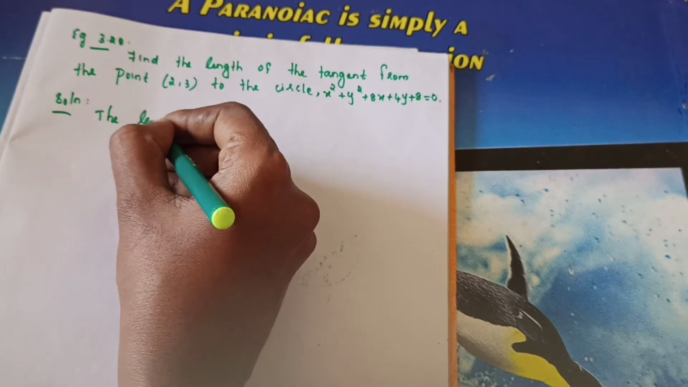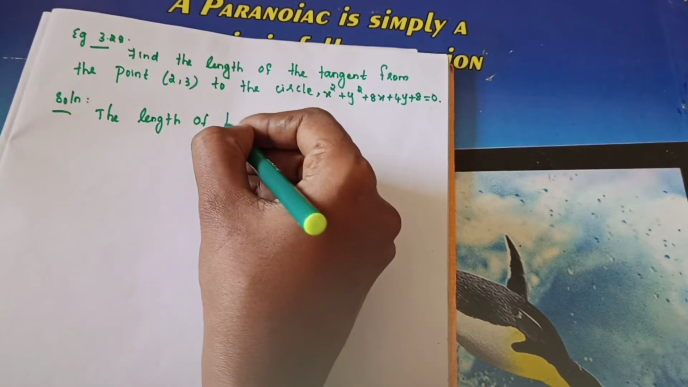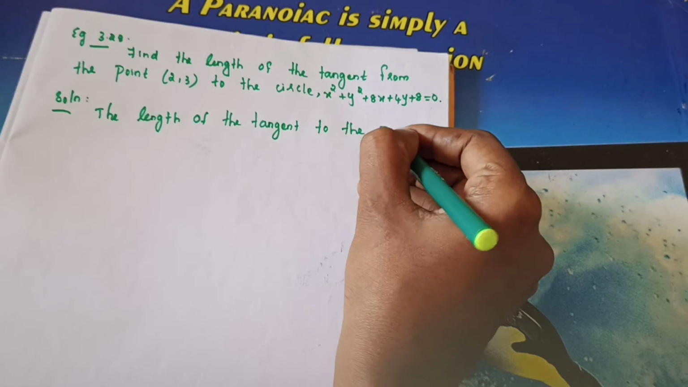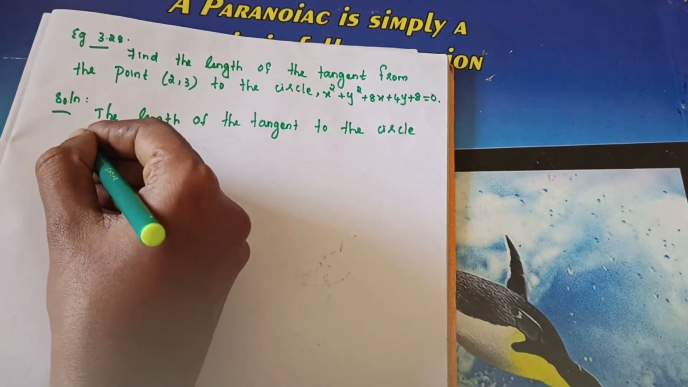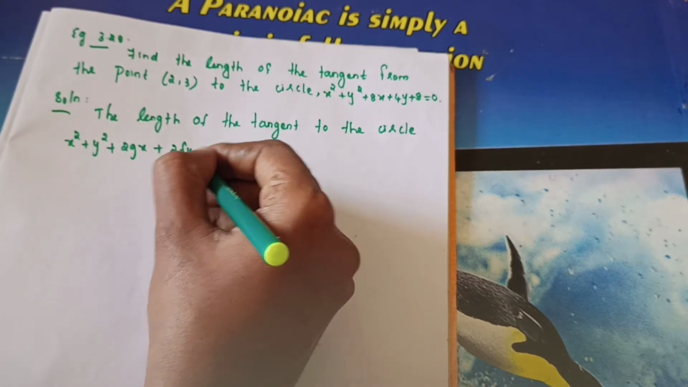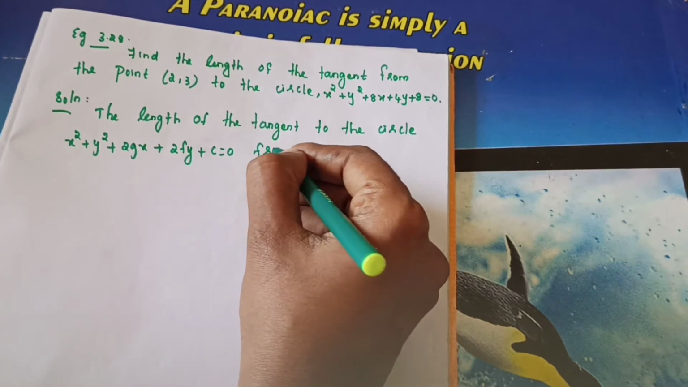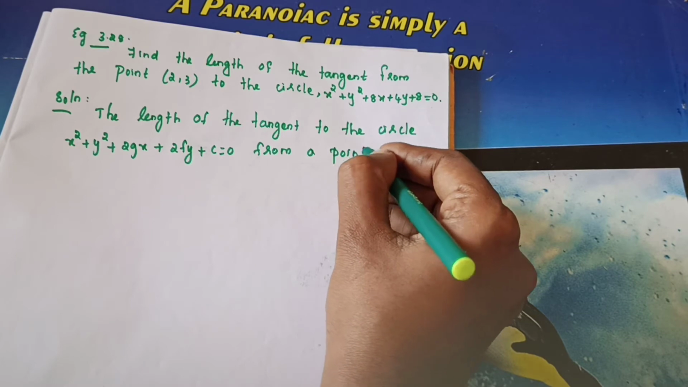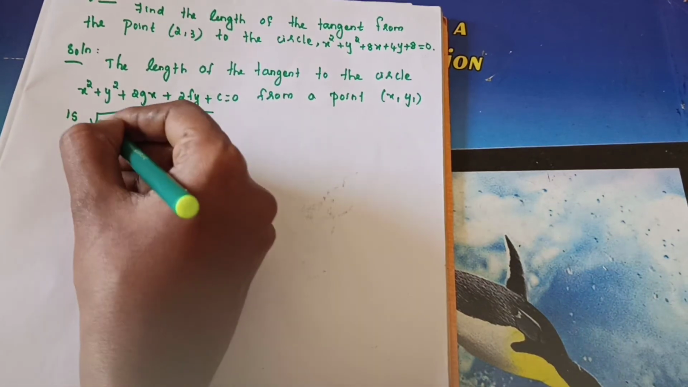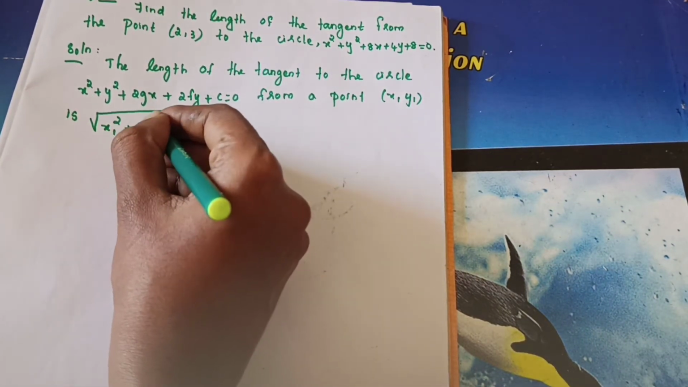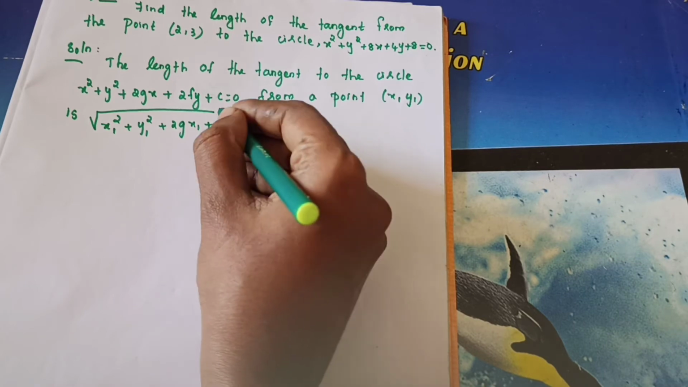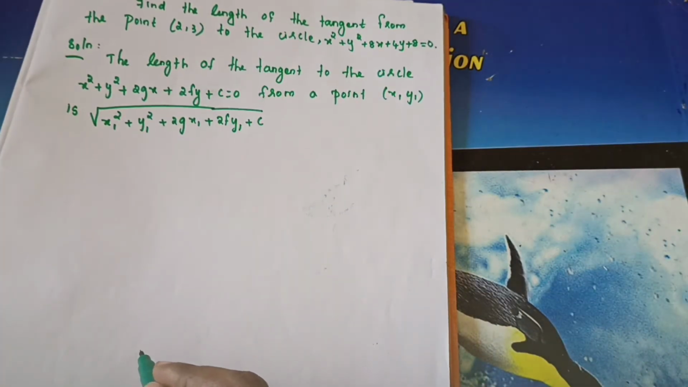The length of the tangent to the circle x square plus y square plus 2gx plus 2fy plus c is equal to 0 from a point x1, y1 is root of x1 square plus y1 square plus 2gx1 plus 2fy1 plus c. Okay, this is a formula. Okay, just you are going to substitute, that's all.